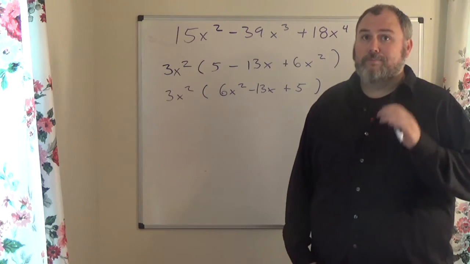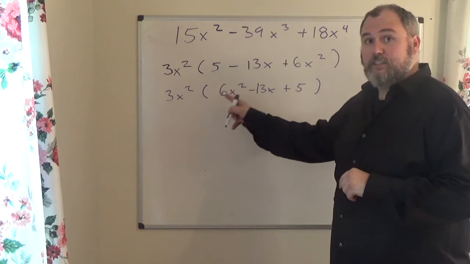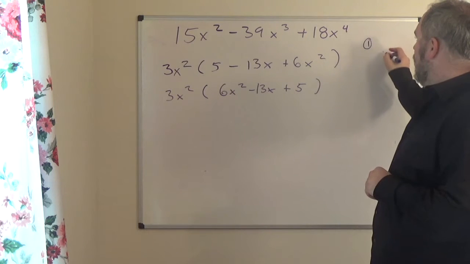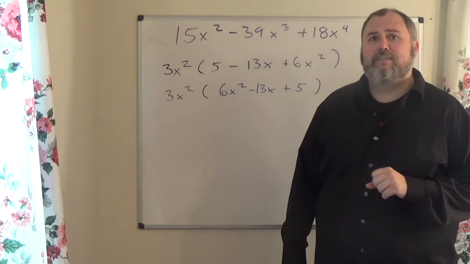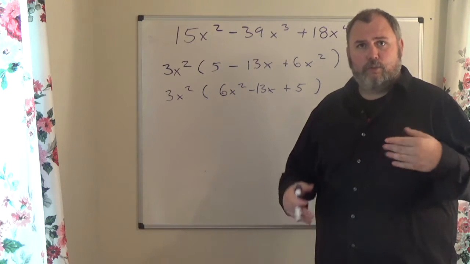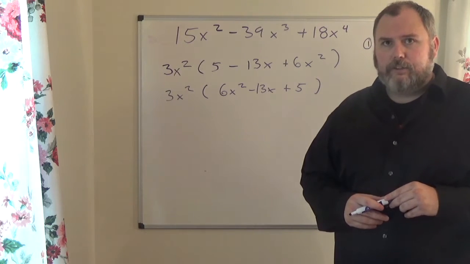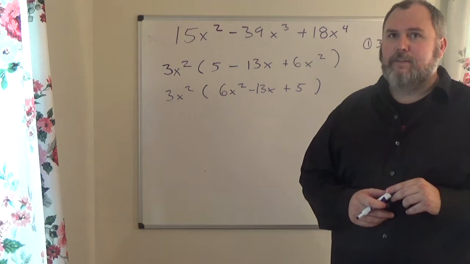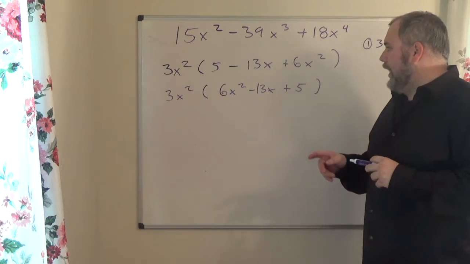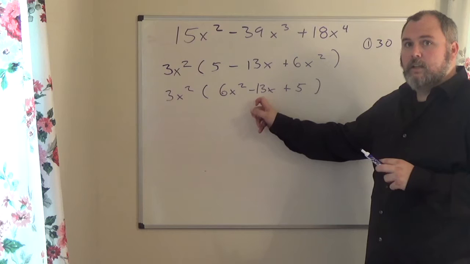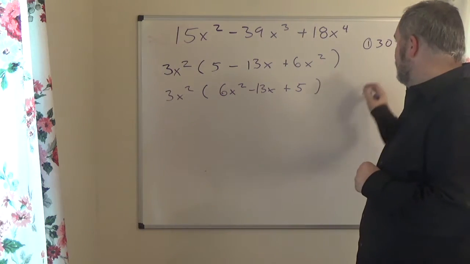So what am I going to do? My first step is to multiply the coefficients of these two numbers, and I find out that I get 30. Now I need to find what factors, when multiplied, give me 30, but when added together, give me negative 13.